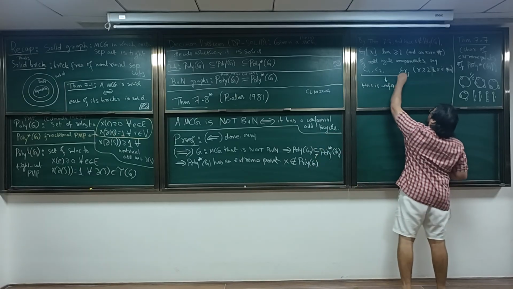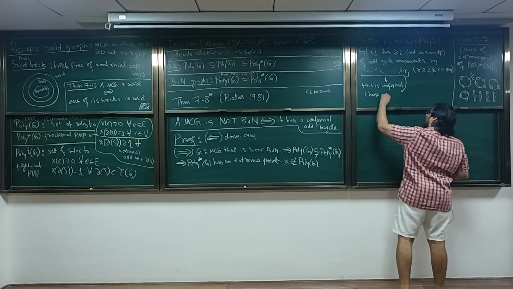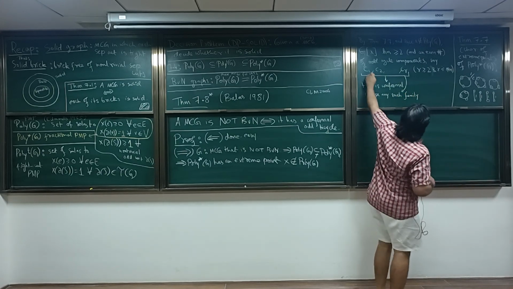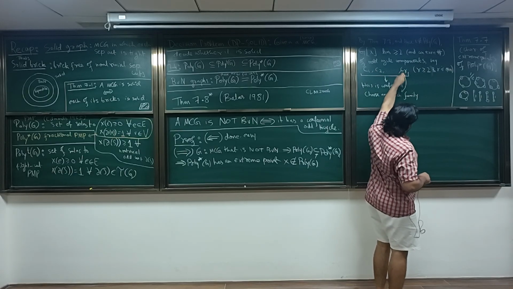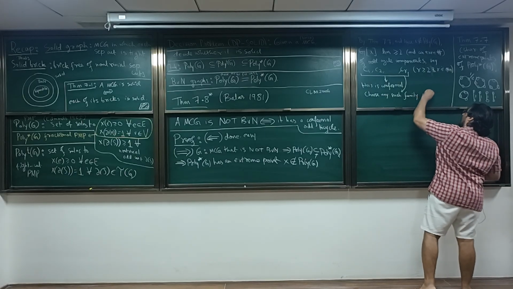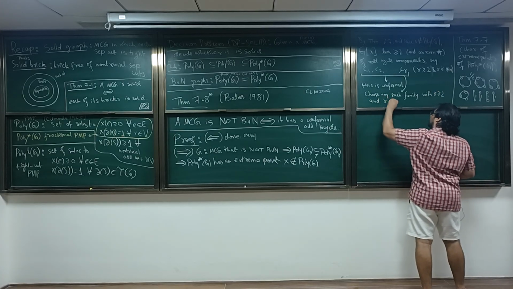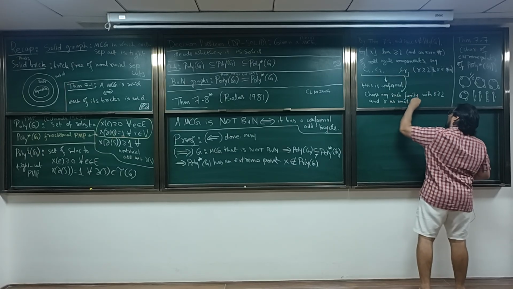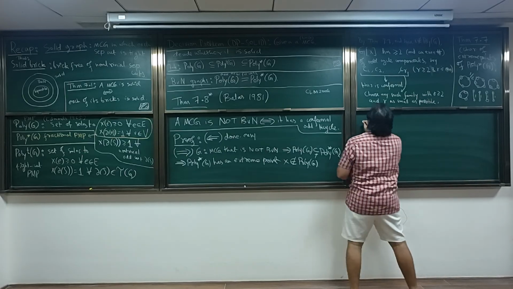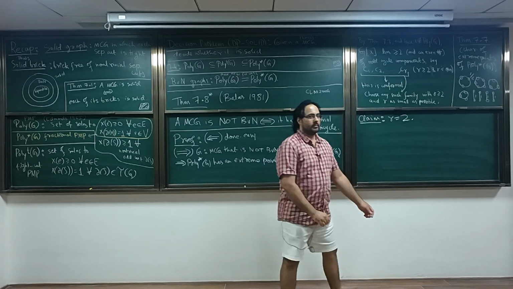So, choose any such family. By such family, I mean it's a set of pairwise vertex disjoint odd cycles, and the union is conformal, with R at least 2 and R as small as possible. Claim: R equals 2. If you prove this claim, we are done.